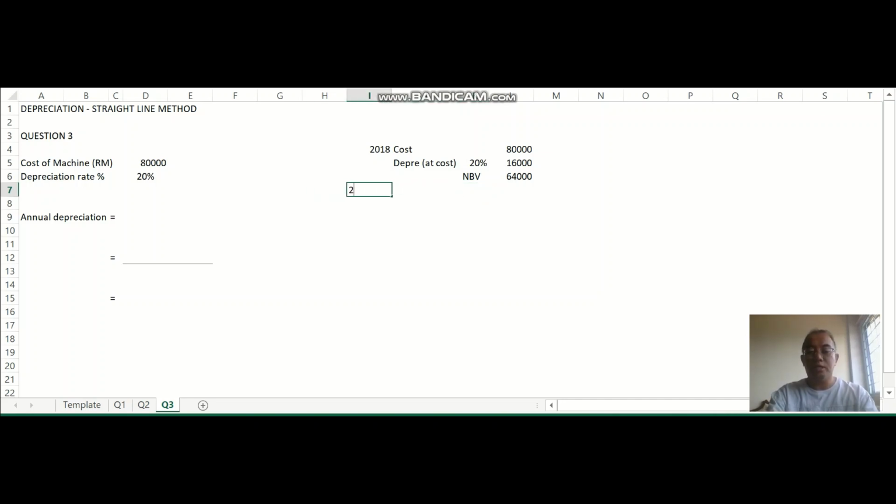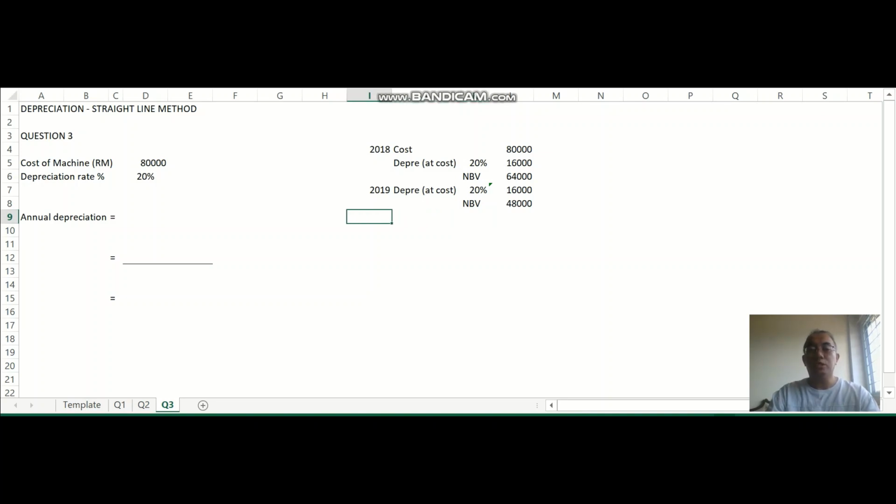What about 2019? We still have depreciation, and again it says depreciation at cost. So the depreciation is also again 20% of the cost. I take the 20% and multiply with the cost, still 16,000. It keeps on repeating the same figure every year, and if it keeps on repeating the same figure, of course it is definitely a straight line. Now the net book value is 48.